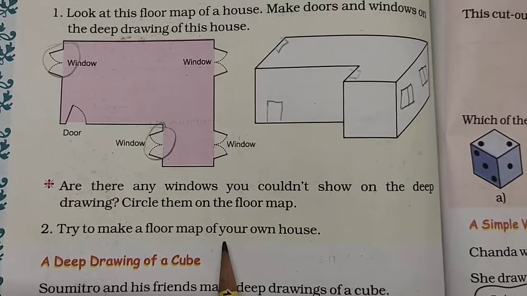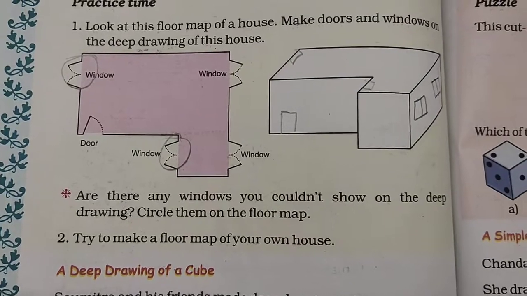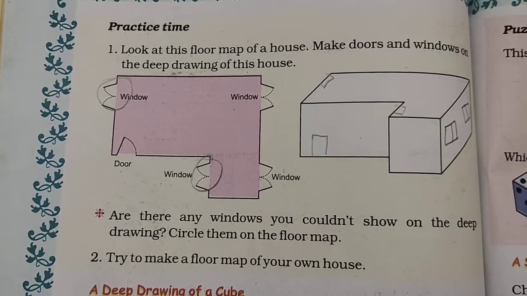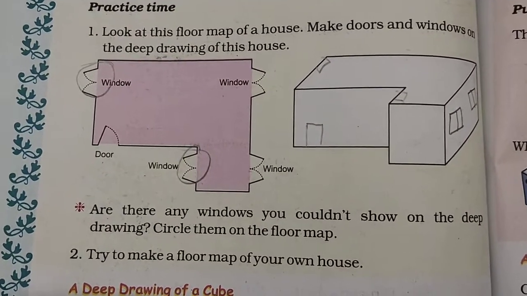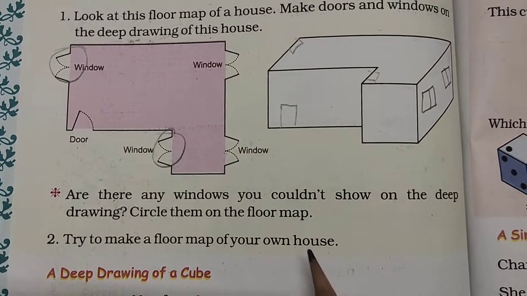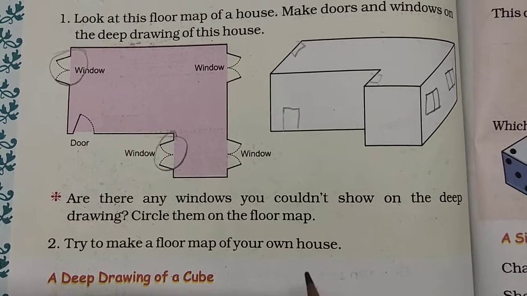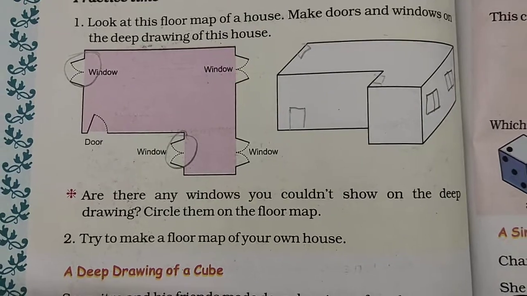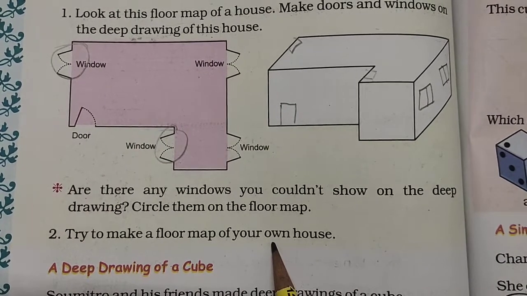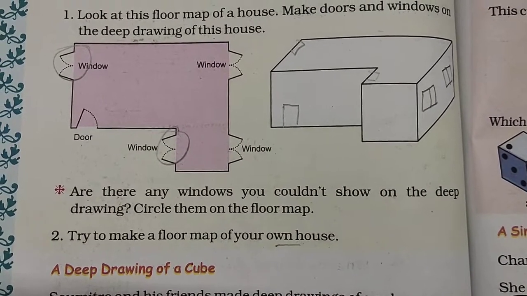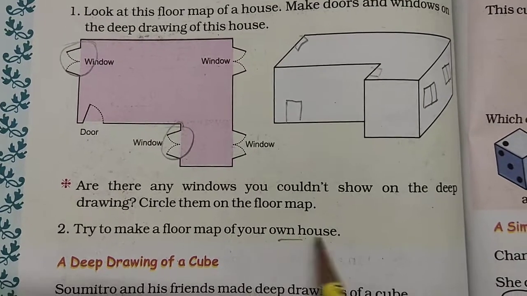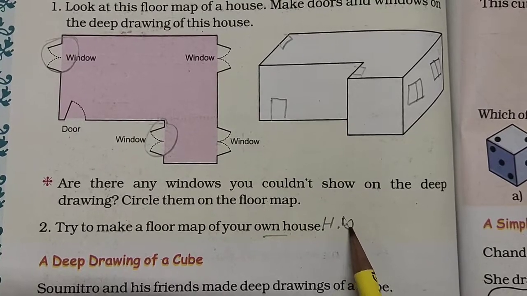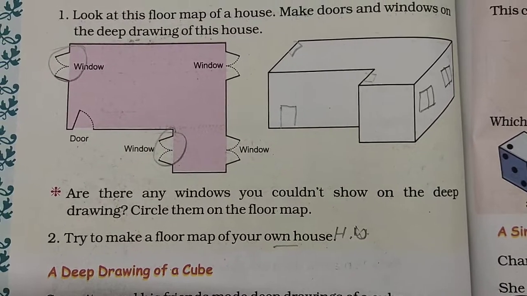Okay. Try to make a floor map of your own house. Here what we are telling is, we are supposed to try to make a floor map of our own house. So if you want, you can try to make the floor map of your house. Understood? This will be your activity to draw a floor map of your house in your notebook. Got it, students? This is your homework. You are supposed to draw the floor map of your house in your notebook.